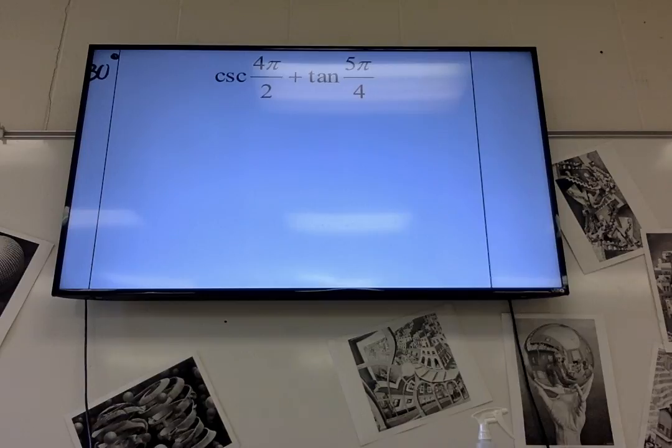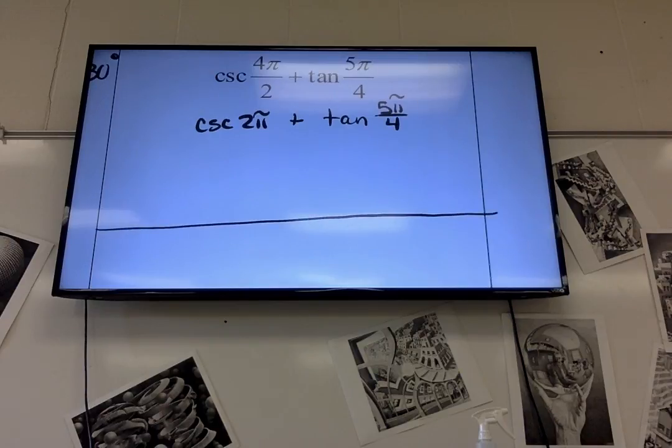Cosecant of 4 pi over 2. That will reduce in and of itself. That's cosecant of 2 pi, right? Because 4 divided by 2 is 2 pi. Plus tangent of 5 pi over 4. So what I'm going to do, kind of draw a line here. So how much is 2 pi? Remember how many degrees that was? 360, yeah. If you didn't know, you could take 2 pi times 180 over pi, and you'd get 360.